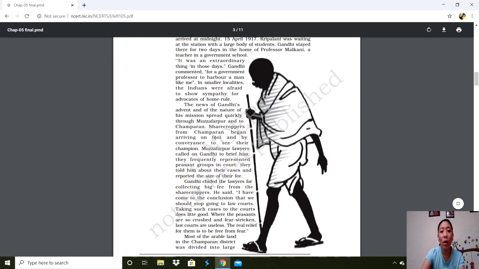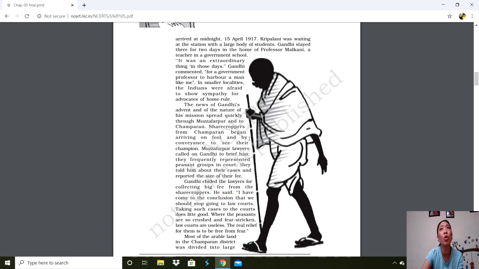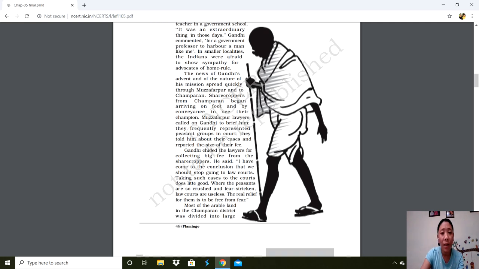Now Gandhi had somehow come to know that Indians are fearful of showing their support or sympathy for Gandhi, fearful of the Britishers. And the news of Gandhi's advent and of the nature of his mission spread quickly through Muzaffarpur and to Champaran. So the news about Gandhi's reason for coming to Champaran spread like wildfire. People came to know why a person by the name Gandhi had arrived, and the news spread through Muzaffarpur and then on to Champaran.